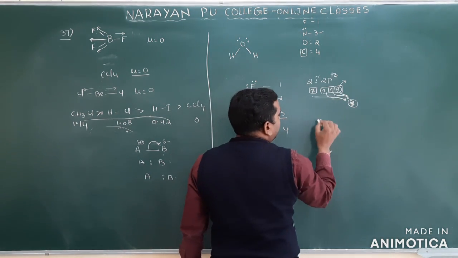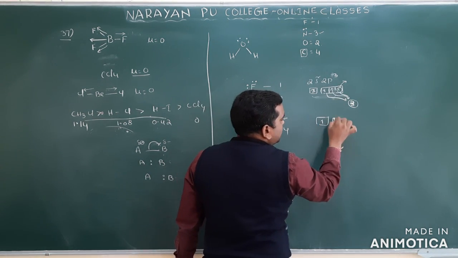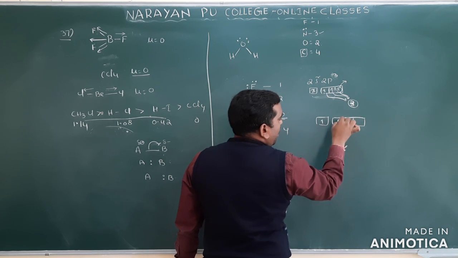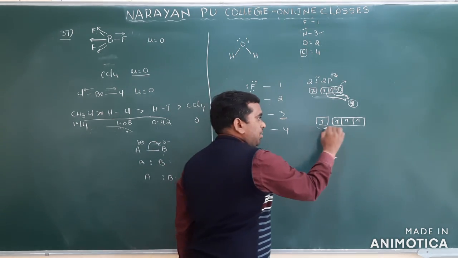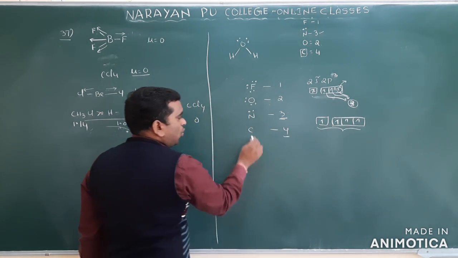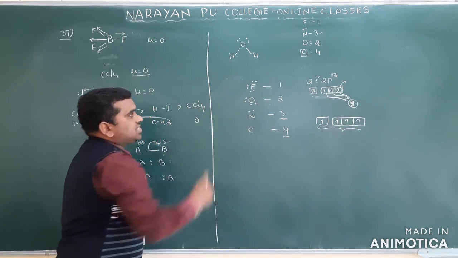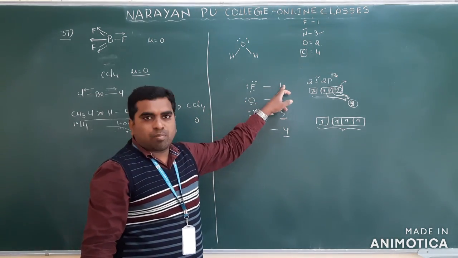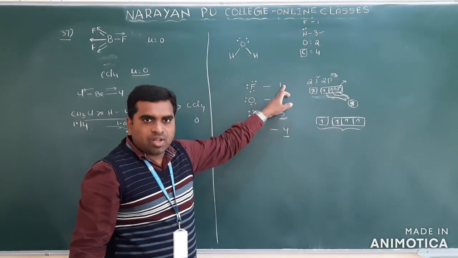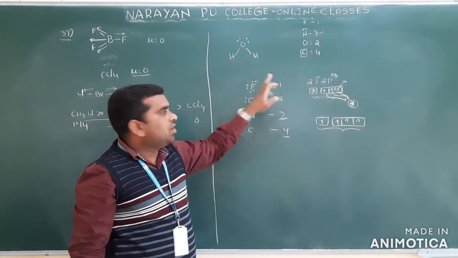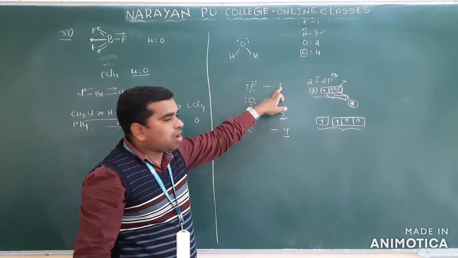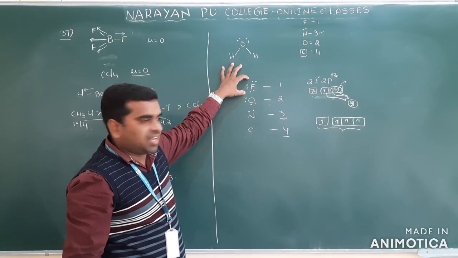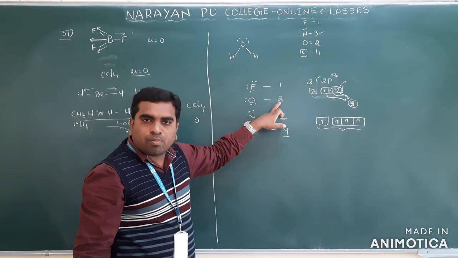Carbon, in an excited state, 1, 2, 3, 4, all are unpaired. How many bonds will it form? 4. Is there any lone pair? No. When fluorine forms 1 bond, or rather halogens, you can say fluorine, chlorine, bromine, and iodine, when halogens form 1 bond, how many lone pairs will be there? 3. And oxygen will form 2 bonds.